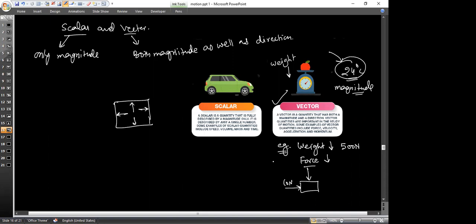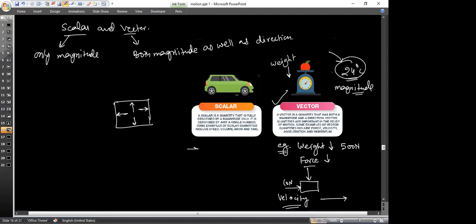Yes, sir. Okay, give me a guess. Velocity is an example. Velocity is correct. We can say that it is a vector quantity because it has a direction as well as magnitude. Okay, so velocity is a vector quantity.